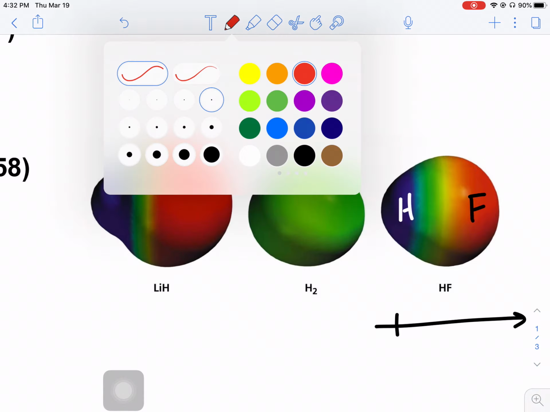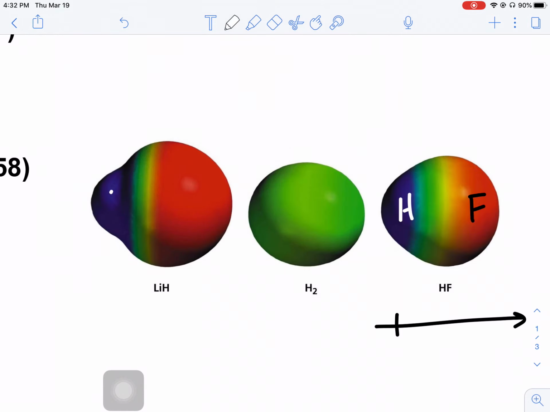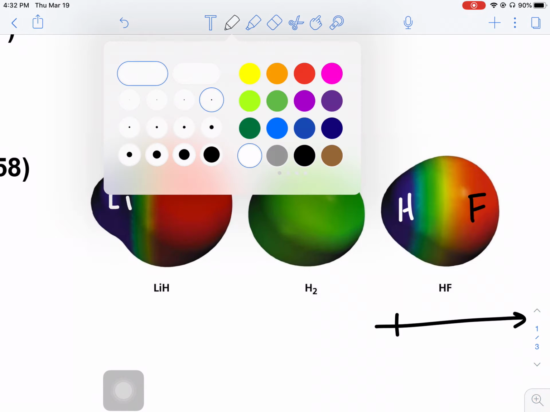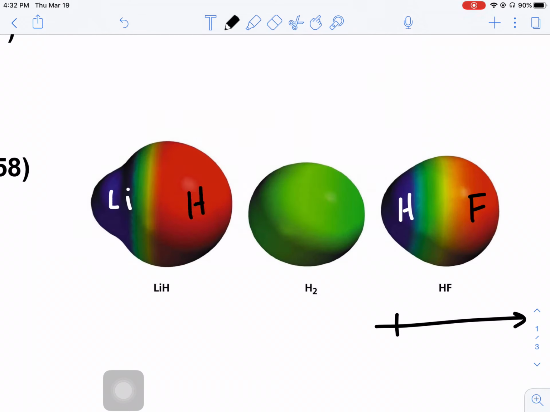The first example would be lithium hydride. So lithium would be on the left side of the molecule, hydrogen on the right. I think lithium has an electronegativity of 0.9 or 1, and I know hydrogen is at 2.1. So the hydrogen end is going to be electron rich, and the lithium end is going to be electron poor.